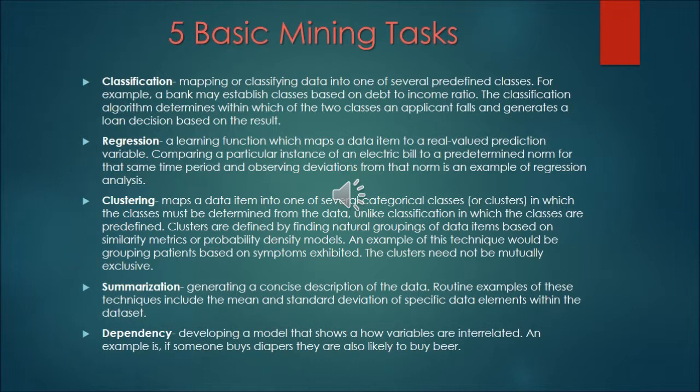Clustering maps data into several categorical classes or clusters in which classes may be determined from the data, which is unlike classification, in which classes are predefined. Summarization is generating a concise description of data. Basic examples of this would be techniques that include the mean and standard deviation of a specific data element within the dataset. Dependency is basically developing a model that shows how variables are interrelated. An example is if someone buys diapers, they are also likely to buy beer.